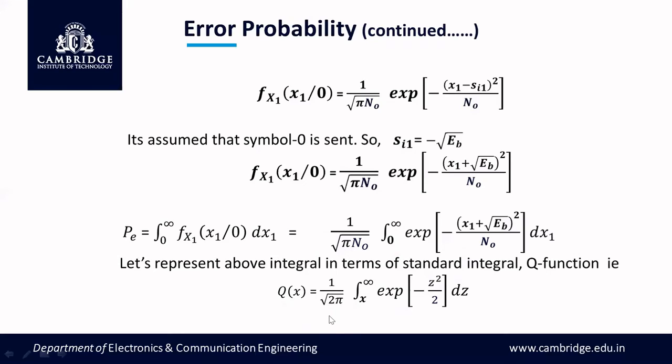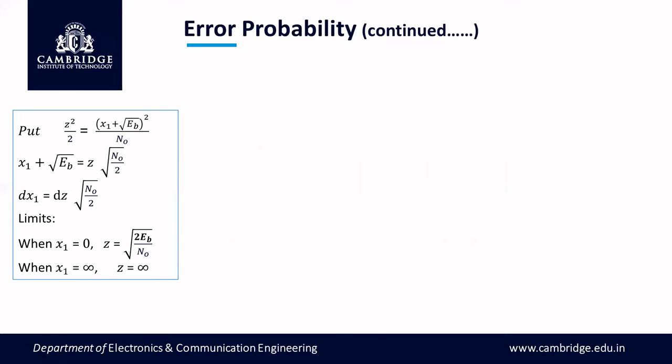So the first step, what I suggest is, equate z square by 2 to this equation. After equating these two, you will get a relation between x1 and z. After getting the relation between x1 and z, you differentiate them to get an equation for dx1, so that you can replace dx1 by dz. Afterwards, change the limits so that this equation is completely converted to this form, so that I can write Q of x in this place. My next slide will show those values.